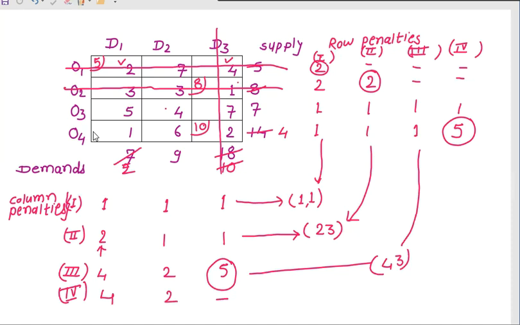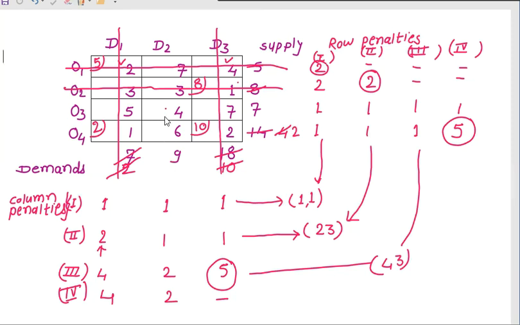And in the fourth row, what is the smallest entry? This is a cell with smallest entry 1. Allocate the maximum possible quantity here. What is required? 2. And what is available? 4 units are available. So we allocate 2 units because only 2 are required. So requirement satisfied, and we cross this column because requirement satisfied. Out of 4, 2 units are transported. So now 2 units left.